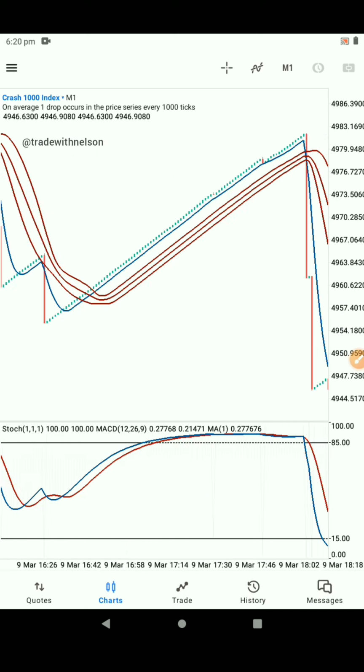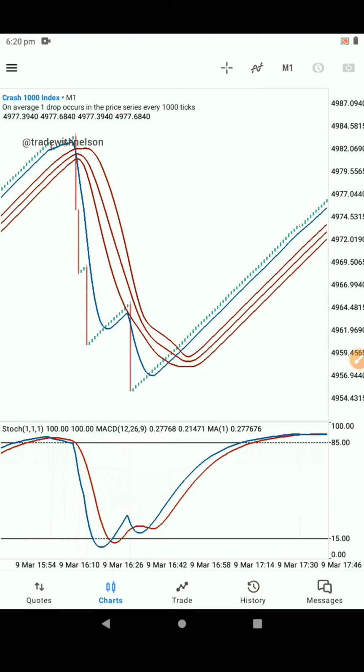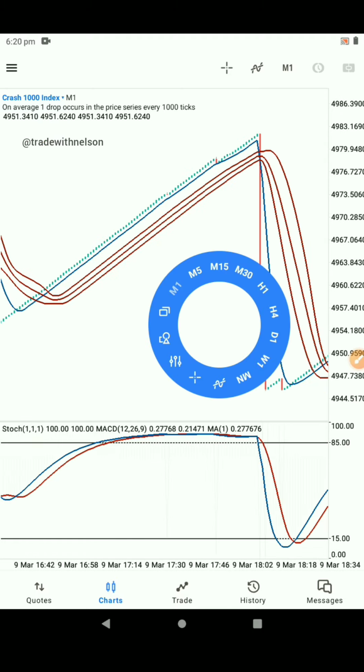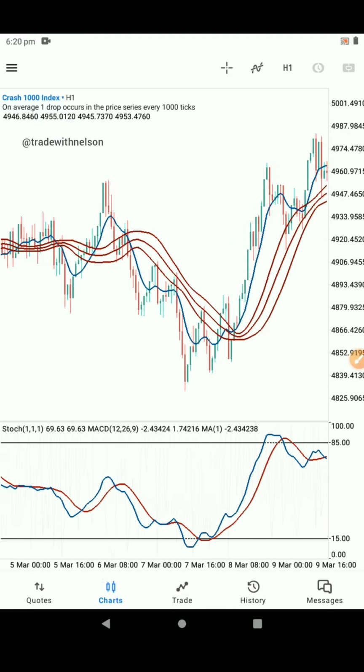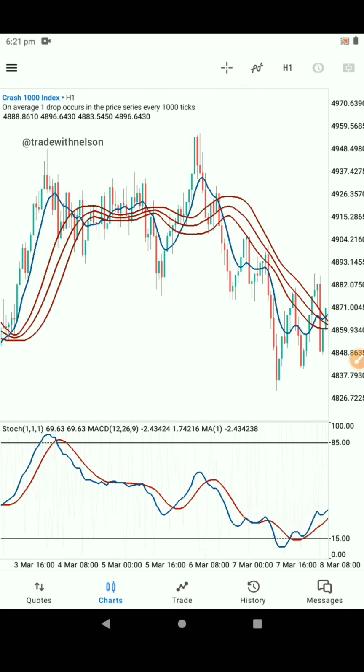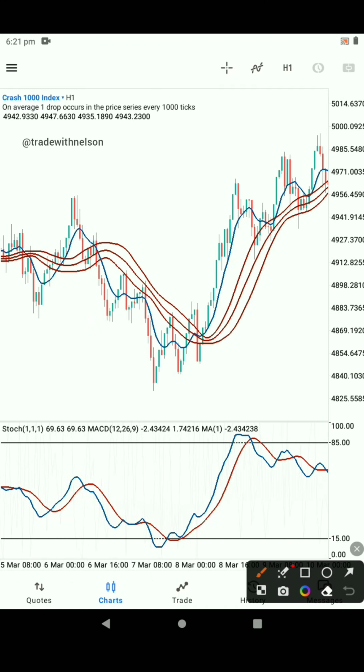Now let me show you how you can increase your win rate for this strategy. What you need to do is to go to your 1 hour time frame, because you want to do your analysis from the 1 hour time frame. As we all know, in the crash market, the market spikes to the downside, and in the bull market, the market spikes to the upside. So if you want to catch the retracement for the crash market, you want to ensure that the higher time frame is in an uptrend.